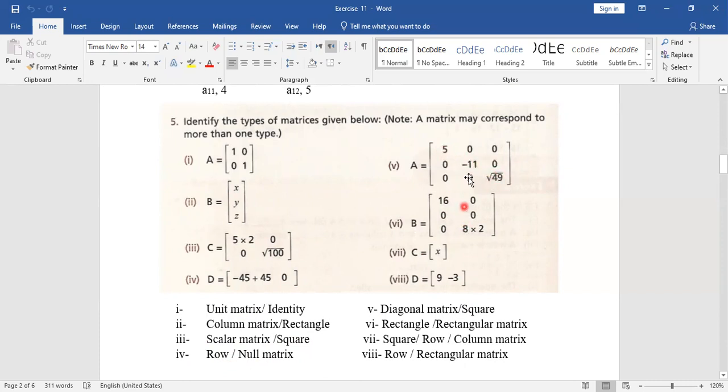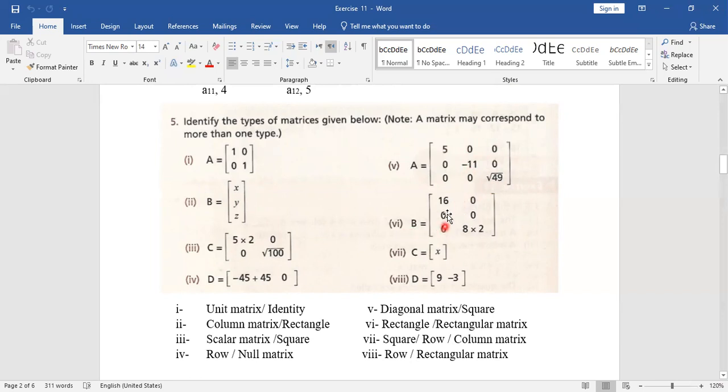It is a scalar matrix. There are zeros that make the triangle. Like this one will be a triangle. This will be a triangle. So between these two triangles, there are numbers that are 5, minus 11, under root 49.